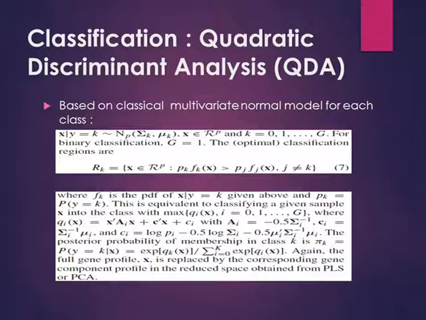The next classification method is quadratic discriminant analysis (QDA). It is based on a classical multivariate normal model for each class. Below is an example of the formula that needs to be used in order to obtain quadratic discriminant analysis.